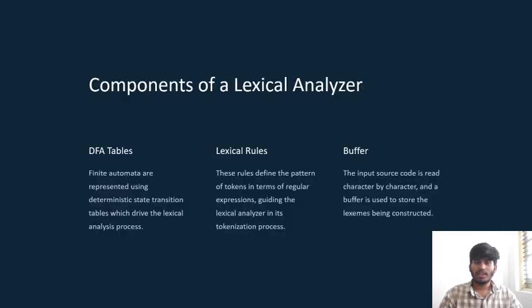Components of a lexical analyzer. DFA tables: finite automata are represented using deterministic state transition tables which drive the lexical analysis process. Lexical rules: these rules define the pattern of a token in terms of regular expressions, guiding the lexical analyzer in its tokenization process. Buffer: the input source code is read character by character, and a buffer is used to store the lexemes being constructed.